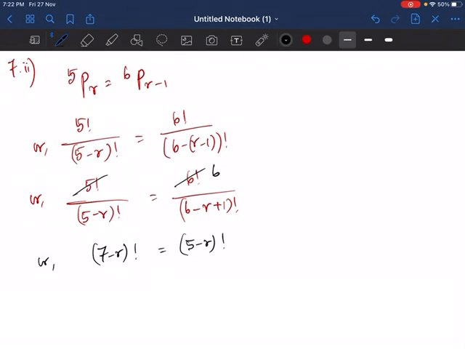(7 minus r) factorial is equal to 6 times (5 minus r) factorial. So tell me, when can I get this one? What are the possible values of r for which this is possible? First thing, this factorial can never be negative. So which value will it be?